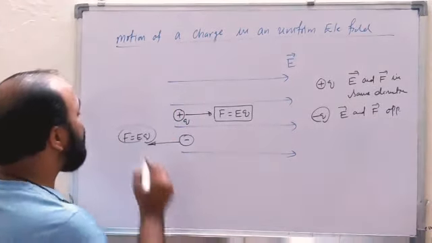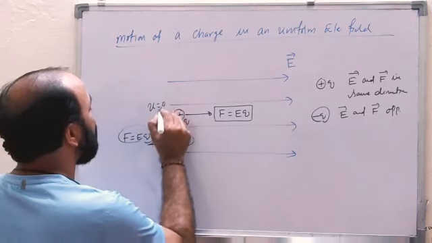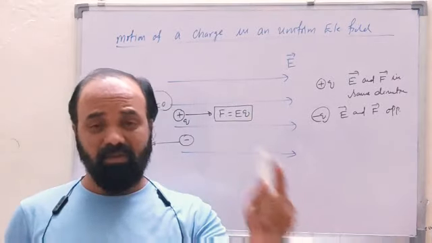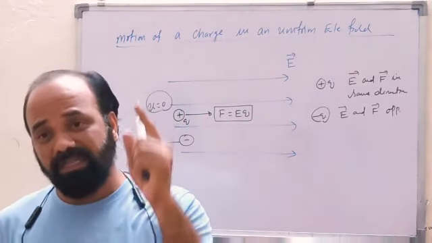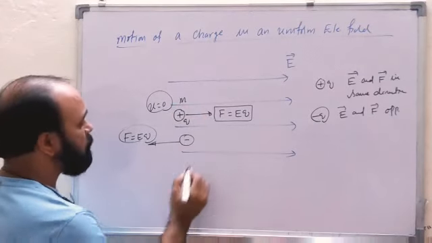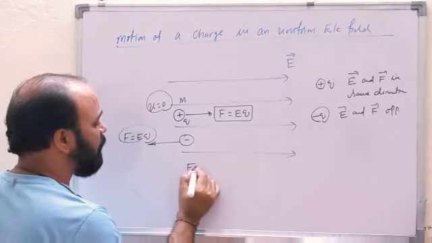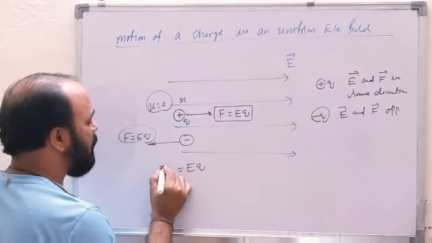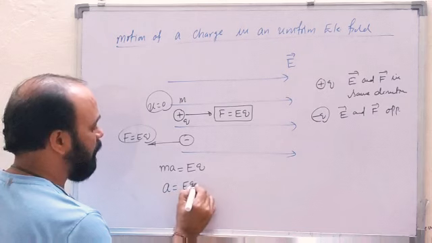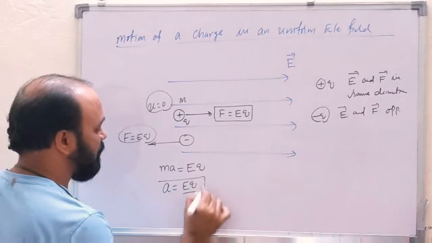Now see, if it is initially at rest, they ask what is the acceleration, what is the distance traveled by the body, what is the velocity. Now see, this charge having mass m, so electrostatic force EQ, from Newton's second law, F is equals to ma. If they ask acceleration, this is the formula. This is the shortcut for acceleration.